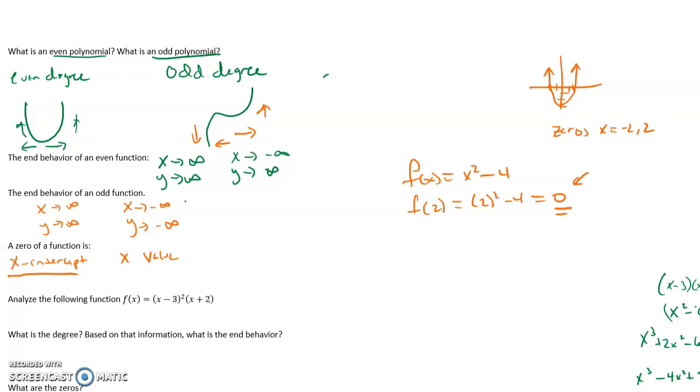So a 0 of a function is an x value such that when we plug it in, we will get 0 out. So if a is a 0, f of a equals 0. This is the formal definition of what a 0 is.